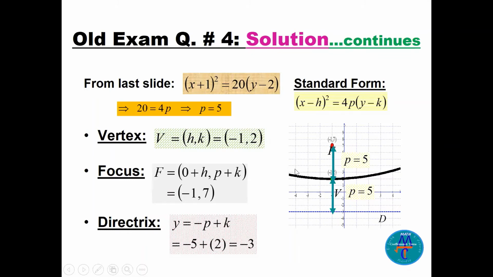So we know the parabola opens upward. So the vertex is hk. It's minus 1 and 2. And the focus here is 0 plus h, p plus k from the formula. You can check that in the lecture 37. So it's minus 1 and 7. We know the distance between the vertex and the focus is the p, and also the distance from the vertex to the directrix is also p. Directrix will be y equals minus p plus k. It will be y equals minus 3.